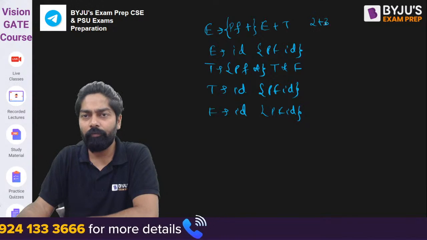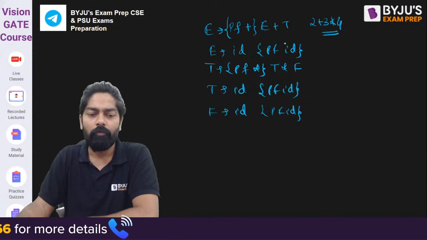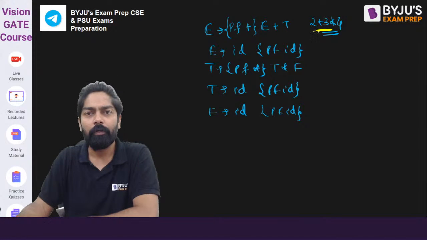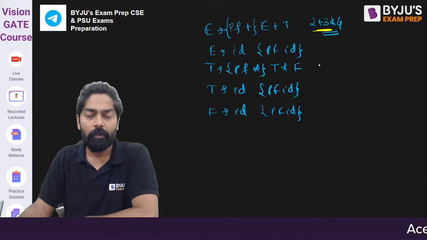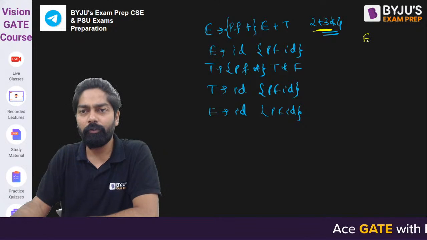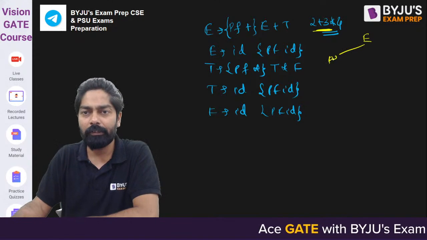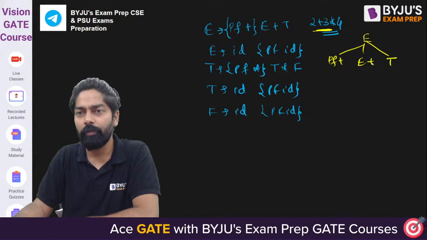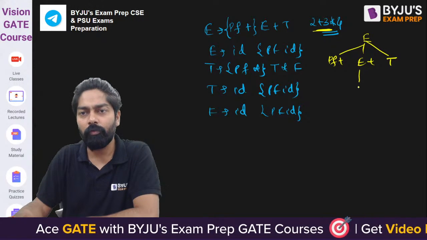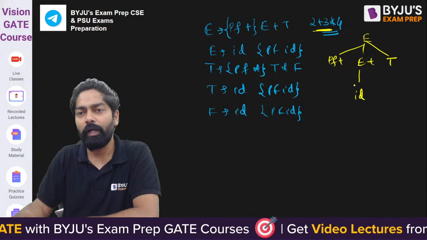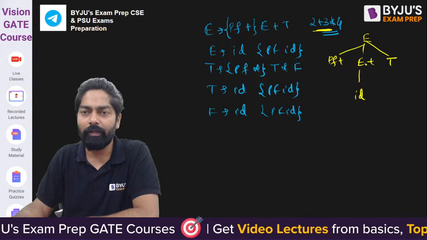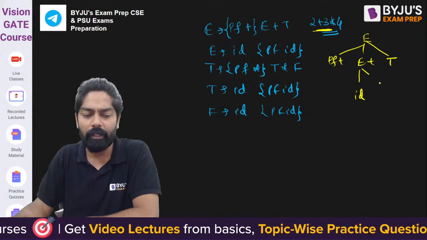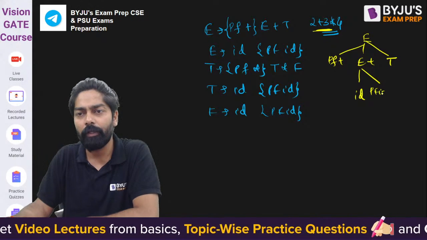So for the same input, 2 plus 3 star 4, what is the output? Let me change the color so that it is more visible. Now draw the parse tree. E goes to printf plus, E plus T. Then E goes to ID. If you want, you can write printf ID here or here, it's up to you. The output will be the same. Let me write printf ID here.